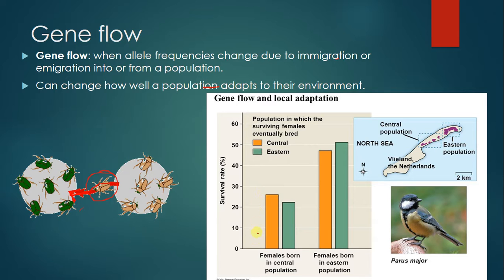survive better when they are living in the central population. And the females that are born in the eastern population have a higher survival rate when they eventually breed. So when members of one population move over to the next, they can affect the survival rate of that population by then breeding with the birds there. So gene flow can affect how well a population evolves to adapt to its surroundings, given this example of differential survival of the Parus major in the Netherlands in the North Sea.